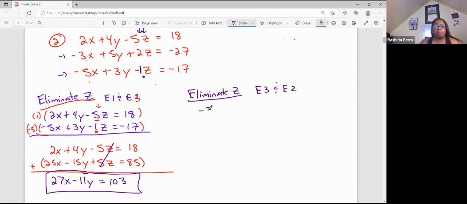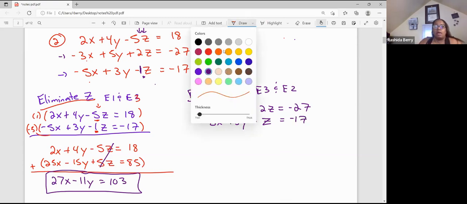So it's going to be negative 3x plus 5y plus 2z. Again, double check the equations before you start the math. If you have a negative instead of a positive, one little thing, it's all going to be wrong. All that work, you don't want to waste your time. Plus 3y minus z equals -17.